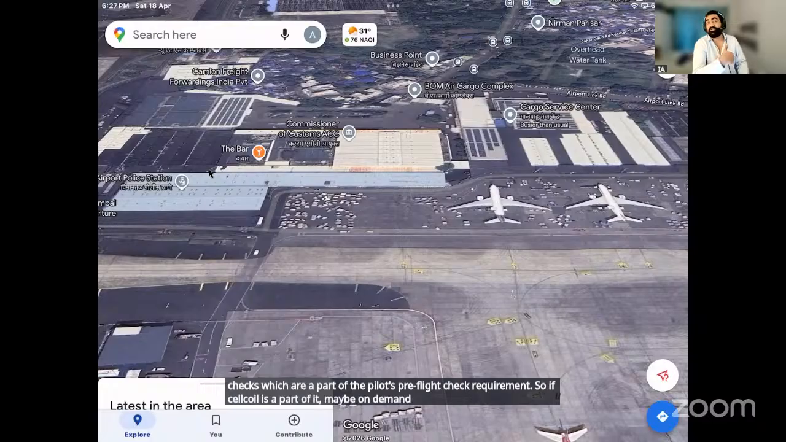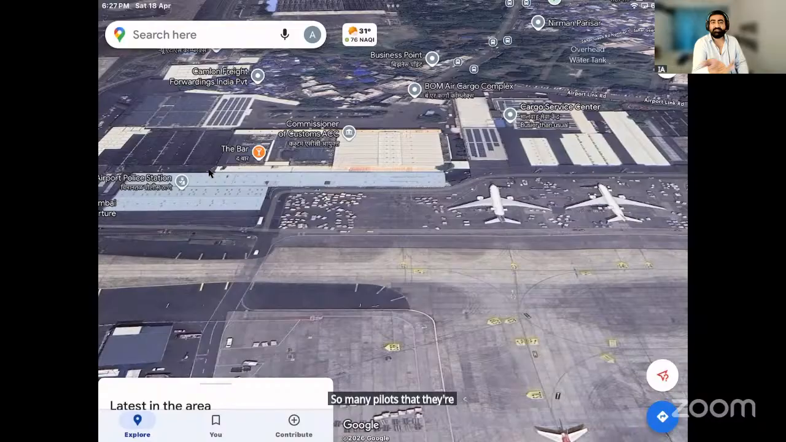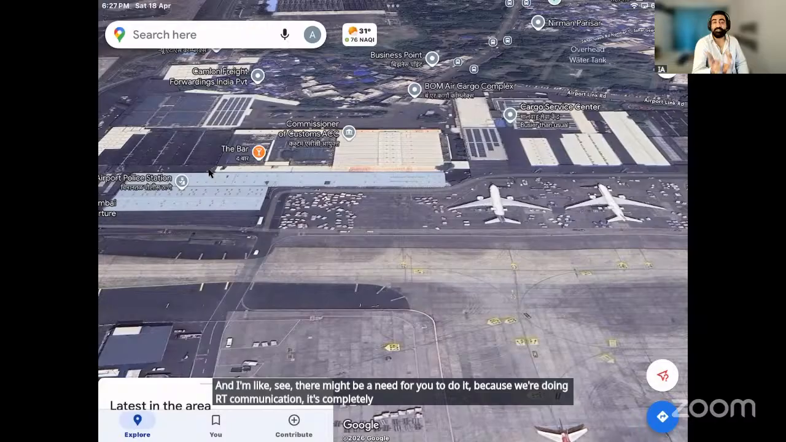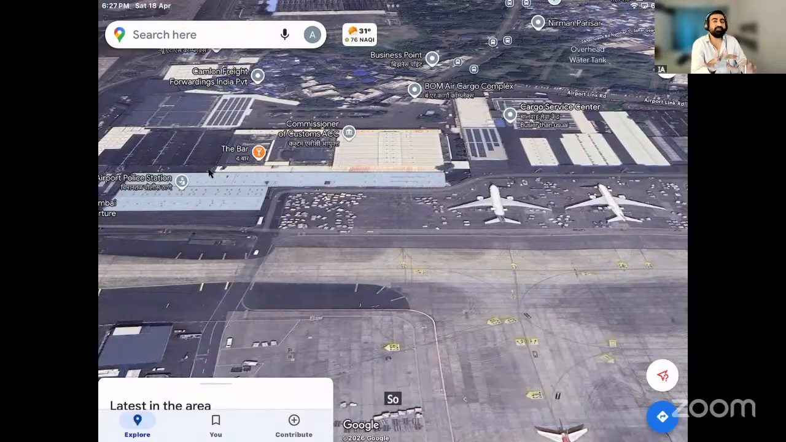Now pilots generally don't do Selcal checks. So many pilots who are learning these checks, they're like, sir, हम लोग को करना नहीं पड़ता है, ये क्यों पढ़ रहे हैं हम लोग? And I'm like, see, there might be a need for you to do it because we're doing RT communication. It's completely voice based. You might not have a radar, but you might still have voice. So secondary and primary, it's very simple.